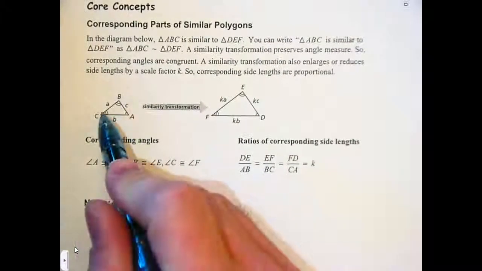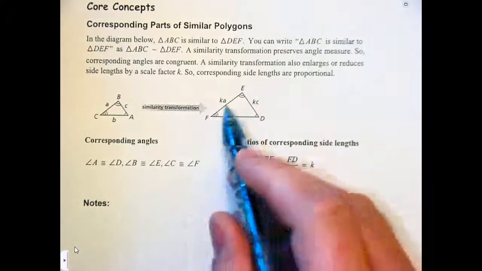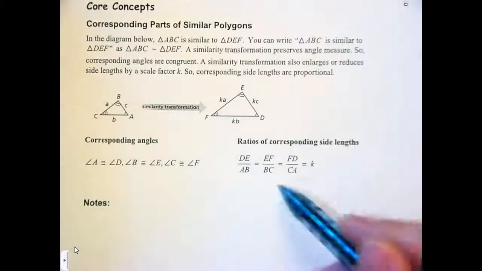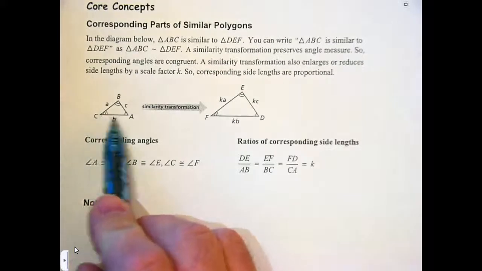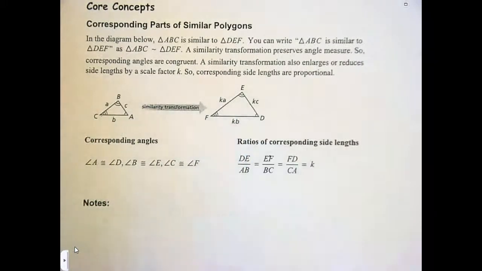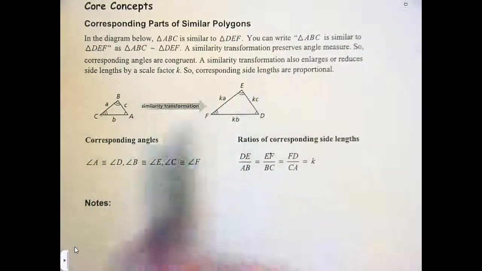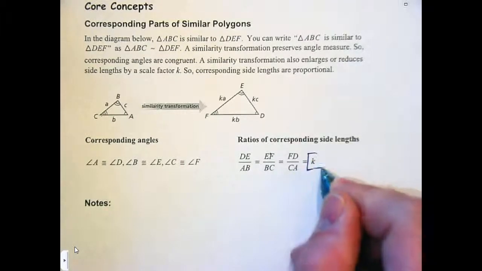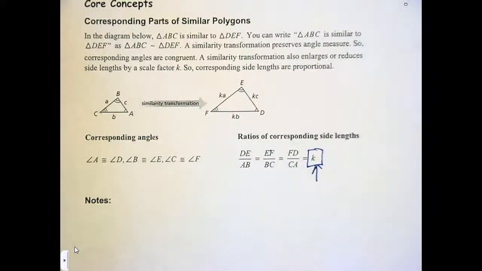So if I were to look at the length of AB and compare it to the length of DE, they would be proportional. So CB to FE, if you want to think of it that way, gives you the same fraction as if you were to compare CA to FD, and the same fraction as if you were to compare AB to DE. They would all give you the same fraction, meaning they all give you the same constant, which means their scale factor is that constant.